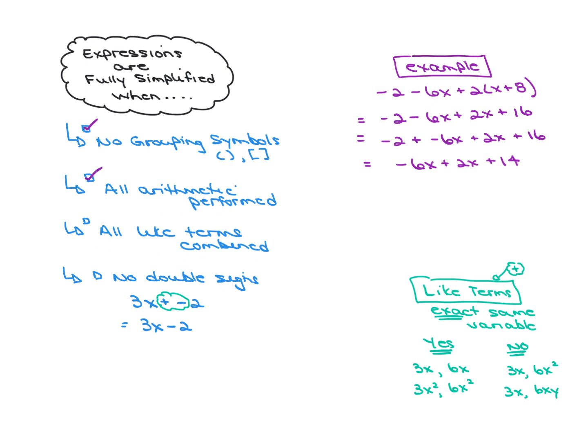Next thing on my list is, are all like terms combined? Well, I've got a couple like terms here. They both have an x as their variable, and negative 6x plus 2x, negative 6 plus 2, negative 4x plus 14. Check. And then lastly, do I have any double signs? I don't. So we've got the fully simplified expression.